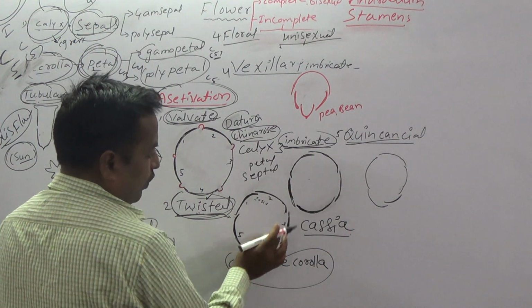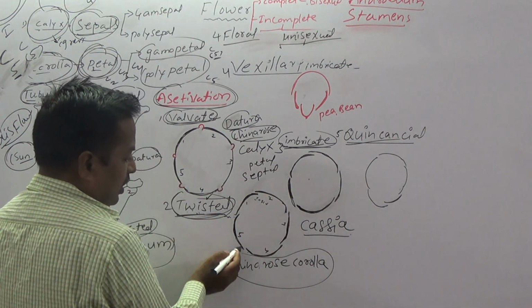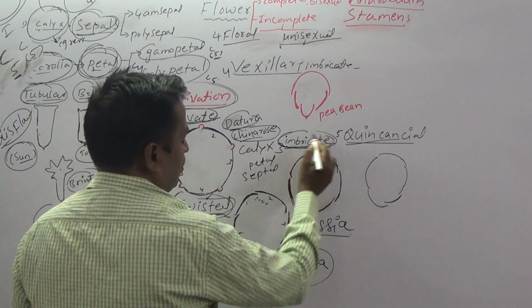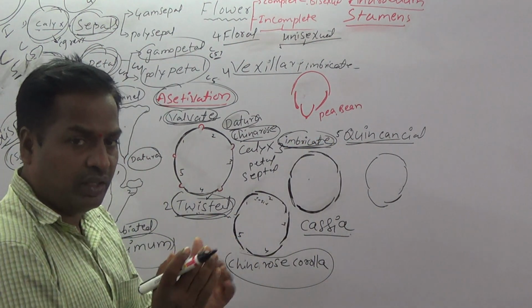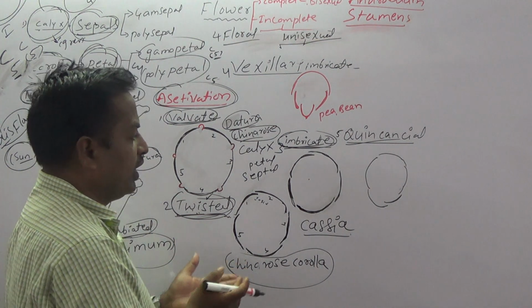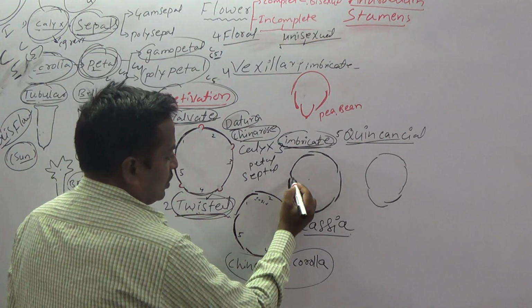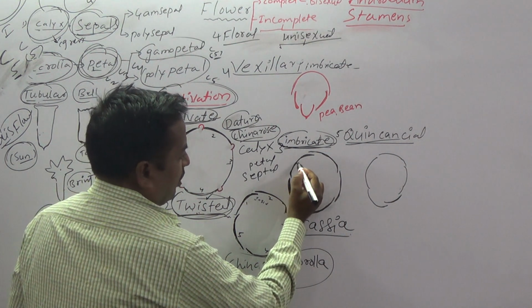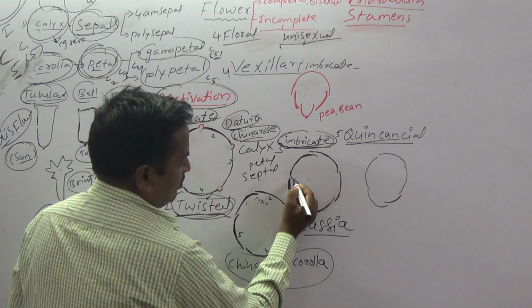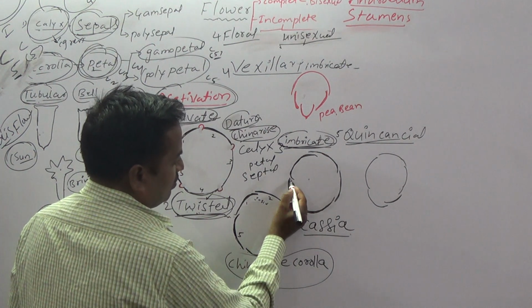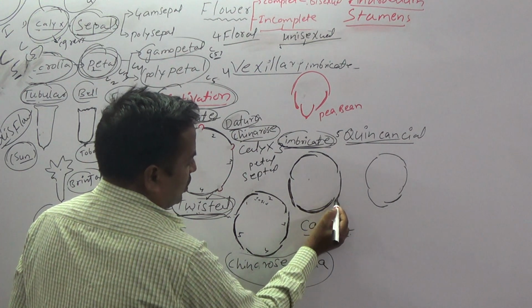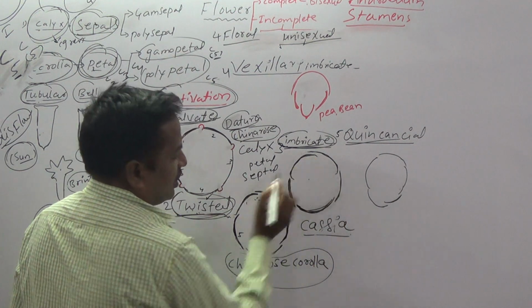In twisted, the overlapping is in order. But in imbricate, the sepals or petals overlap one another but not in order. Why? Because look here, in the image of the imbricate, the total sepal margin is completely inside. Now this one is completely outside, this one is completely inside, this is completely outside. So one inside, one outside.